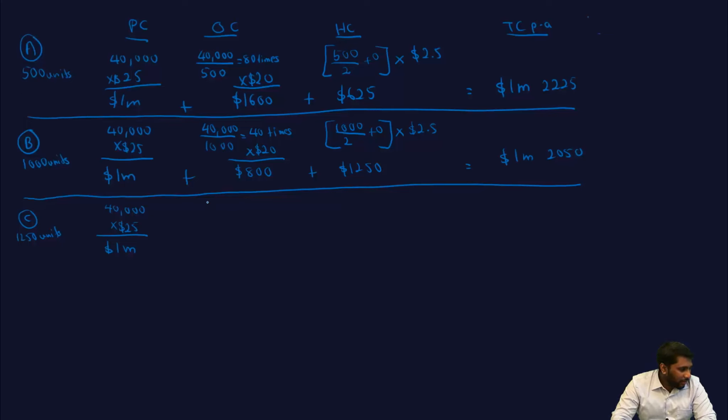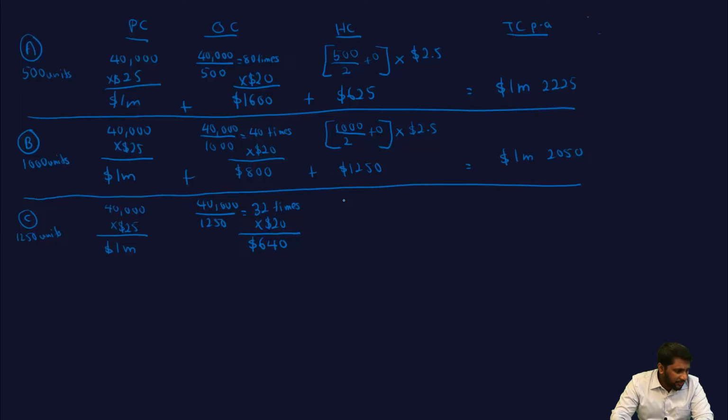Somehow you want to order the entire 40,000 units for the year. For each order you are going to order 1250 units. That means how many times will you have to place the order? 40,000 divided by 1250 is 32 times. Each time that you place the order, your cost is $20. So the total ordering cost is $640.